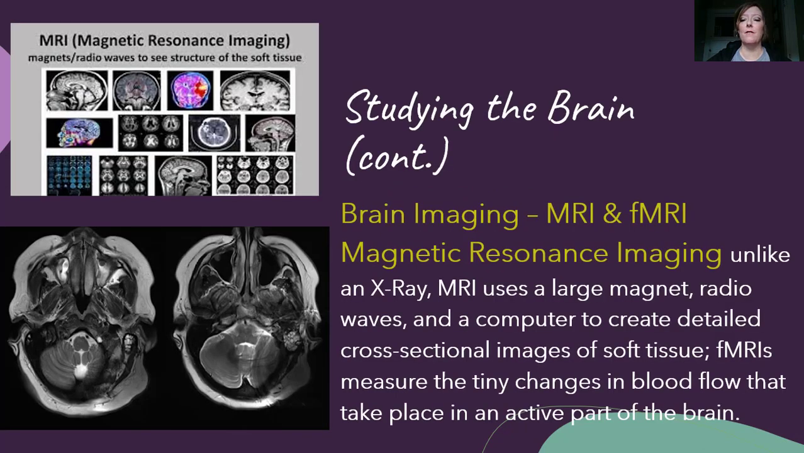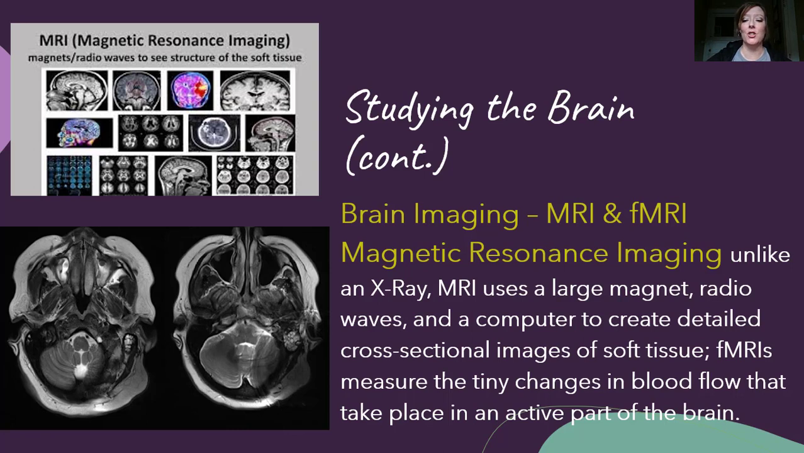So MRIs and functional MRIs, or fMRIs, use magnetic resonance imaging. So you're using magnets and radio waves to see the structure of the soft tissue in the brain, or really any part of the body, but we're talking about the brain. So it's unlike an X-ray. MRIs use a huge magnet and radio waves and a computer to create detailed cross-sectional images. So it's almost like taking photographic slices of the soft tissue.